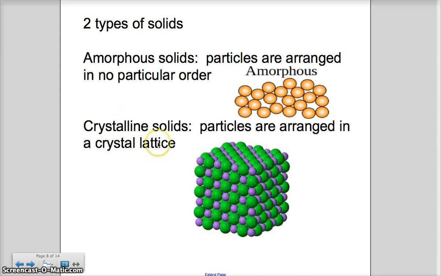Crystalline solids, on the other hand, have particles arranged in what's known as a crystal lattice. A crystal lattice is what we see here. What that means is that the particles are in repeating patterns of rows. As you can see, it goes purple, green, blue, purple, green, and repeats around the shape. You don't have a green next to a green horizontally or a purple next to a purple. Okay, let's move on.